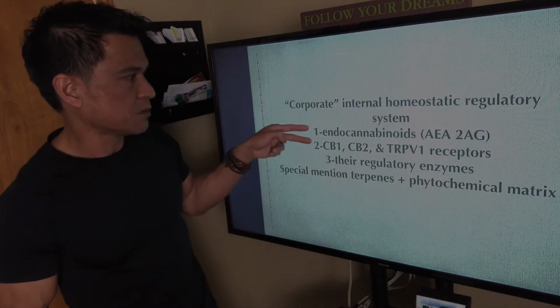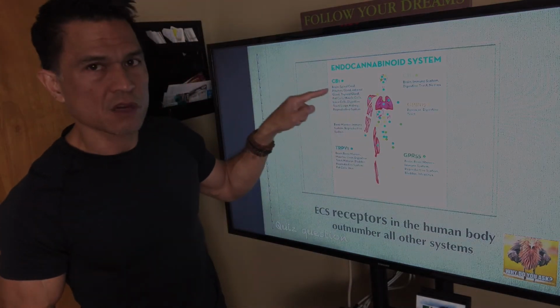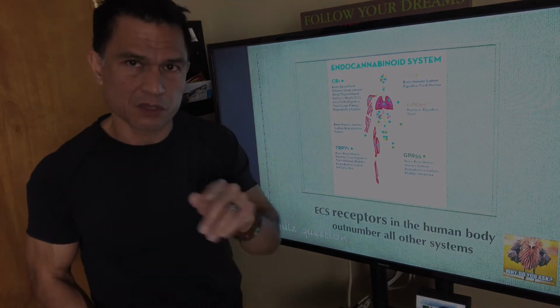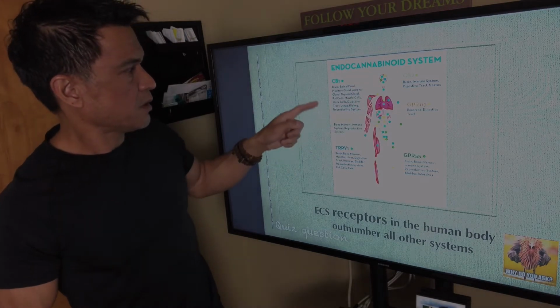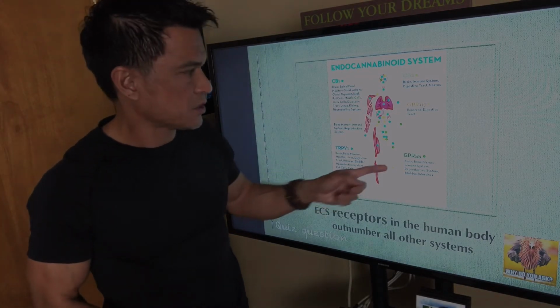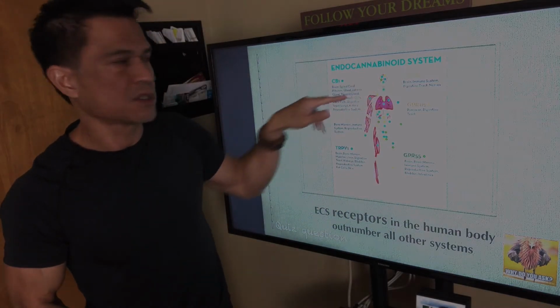You don't have to know about them. It's the two first bullet points. So let's talk about the system. There are several different receptors in the endocannabinoid system: CB1, CB2, GPR119, GPR18, TRPV1, which I mentioned, and GPR55. It's not really important. These two are the most important.